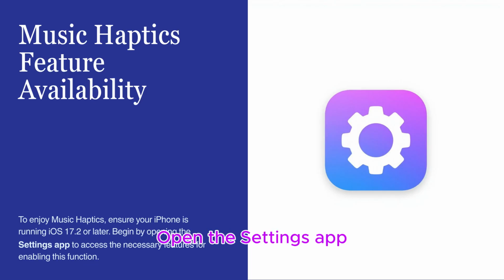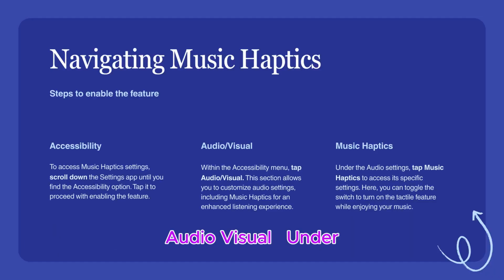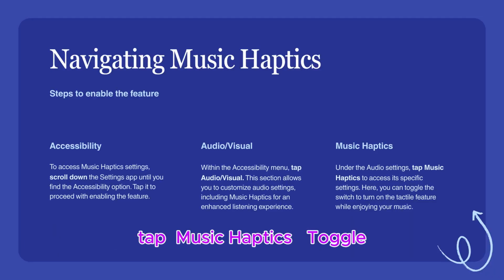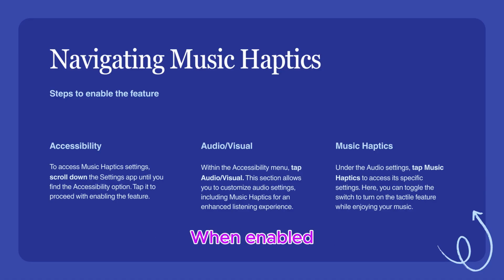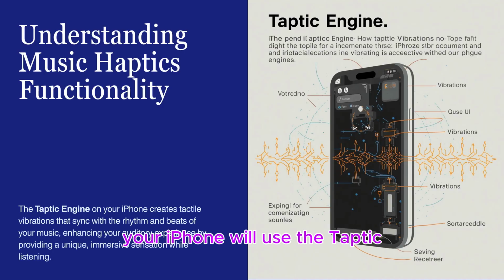Open the Settings app, scroll down and tap Accessibility, tap Audio Visual. Under the Audio section, tap Music Haptics, toggle the switch to turn it on. When enabled, your iPhone will use the Taptic engine to play vibrations along with the music's rhythm and beats. This feature works with the Apple Music app.